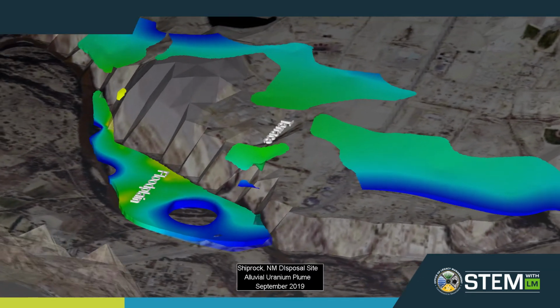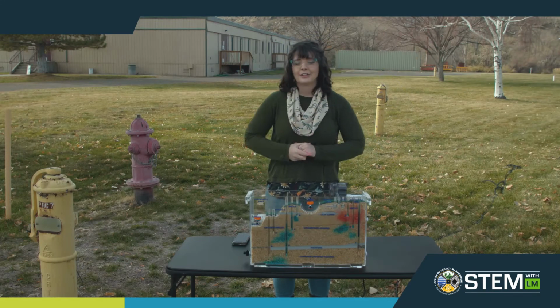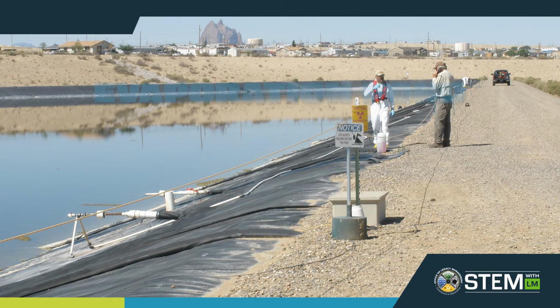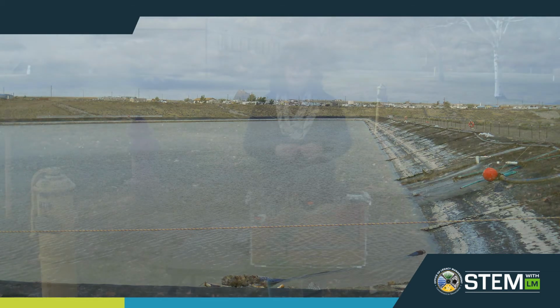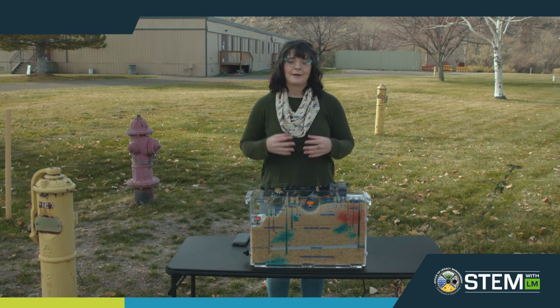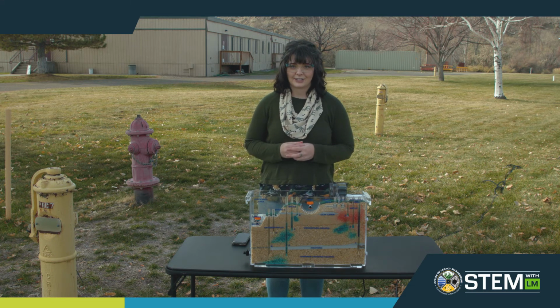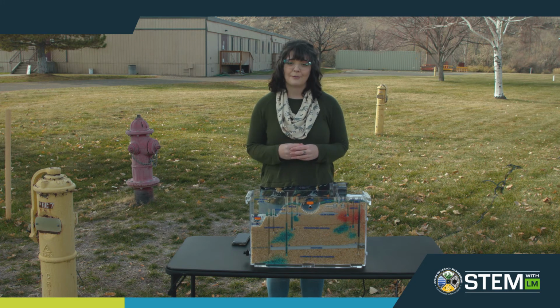At Shiprock, we pump some of this contaminated water out of the aquifer and onto the terrace. The water goes into an evaporation pond, where it is allowed to, you guessed it, evaporate. When water evaporates, it leaves contaminated sediment behind on a liner. You can think of a liner as a big tarp. This liner not only holds contaminated sediments, but it also keeps the water that is pumped into the pond from infiltrating into the groundwater.